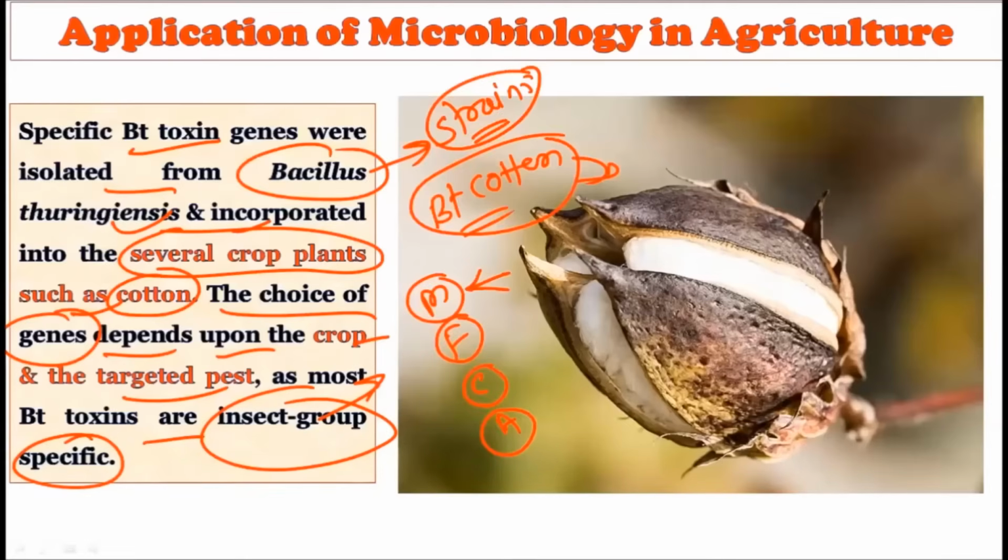वो मस्किटो को किल करने वाले टॉक्सिन अलग होते हैं, फ्लाइज को किल करने वाले अलग होते हैं, कैटरपिलर को किल करने वाले अलग होते हैं, आर्मी वर्म्स को किल करने वाले अलग टॉक्सिन्स होते हैं. तो इंसेक्ट ग्रुप स्पेसिफिक होते हैं. तो डिपेंड करता है कि हम कौन से इंसेक्ट के लिए Bacillus thuringiensis का कौन सा जीन यूज करेंगे, वो इस पे डिपेंड करता है कि आपको कौन सा इंसेक्ट किल करना है.